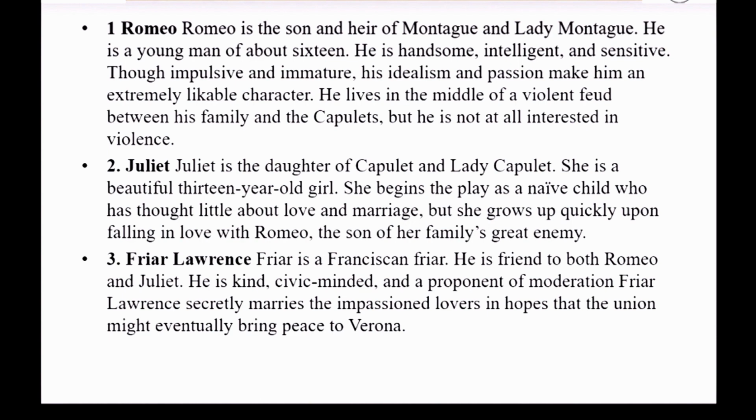Then second we have Juliet. Juliet is the daughter of Capulet and Lady Capulet. She is a beautiful 13-year-old girl. She begins the play as a naive child who has thought little about love and marriage, but she grows up quickly upon falling in love with Romeo, the son of her family's great enemy.